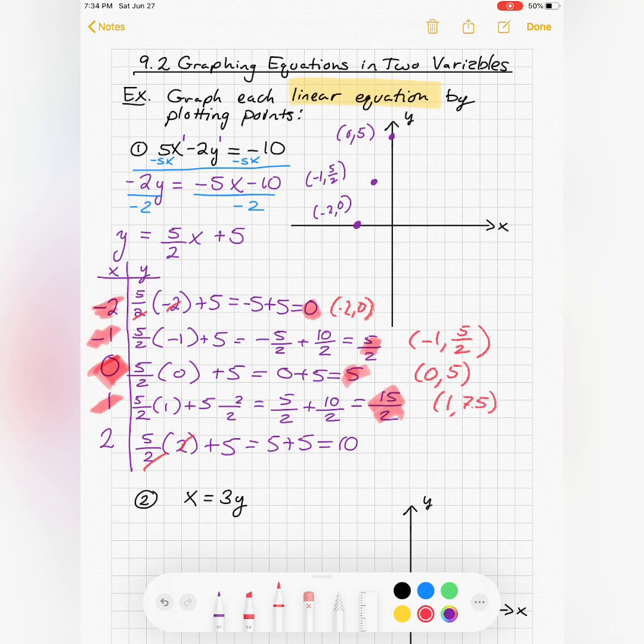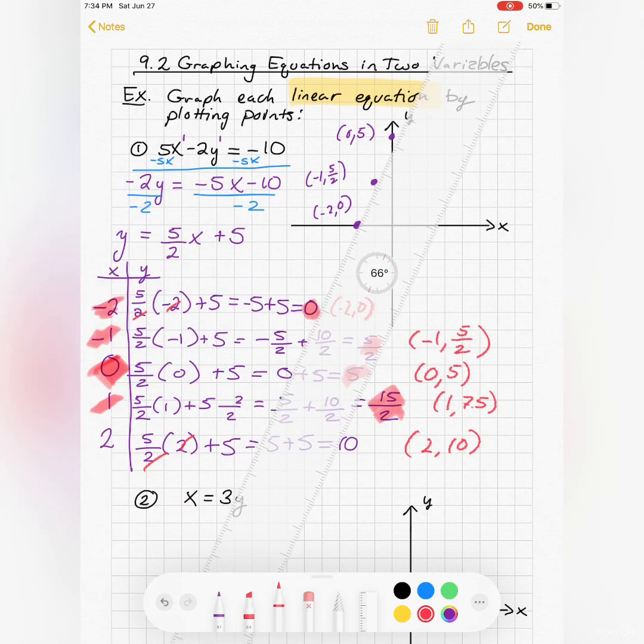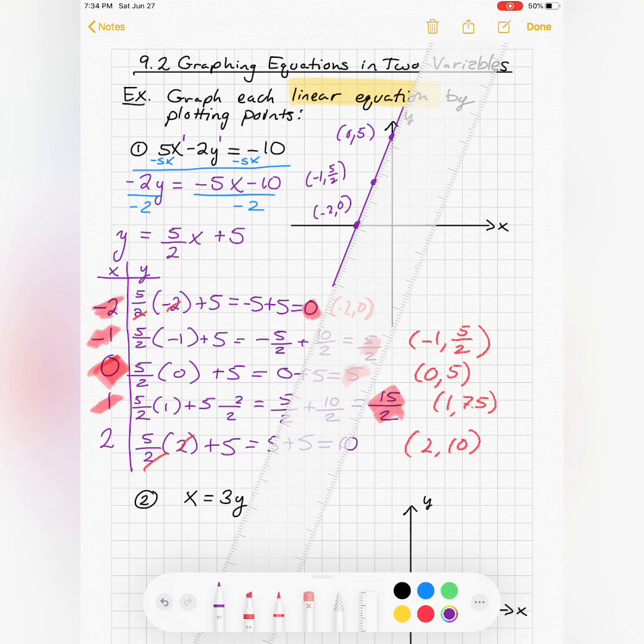Because that's going to be way up. I mean, I'm drawing a line here, so I bet you my next point's 2, 10. Bet you I have enough here. In fact, if I have 2 points, if I know I'm graphing a line, I can actually draw that line in. And so there's that line.